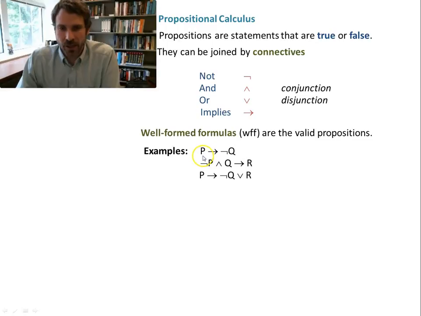So for example, I can write P implies not Q, or not P and Q imply R, or P implies not Q or R. Now, we may need to think a little bit about these. What is the proper order of operations here? So when I have not P and Q, where do the parentheses go? Is that not (P and Q)? Or is this (not P) and Q?